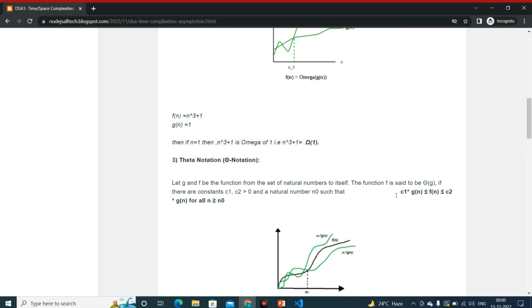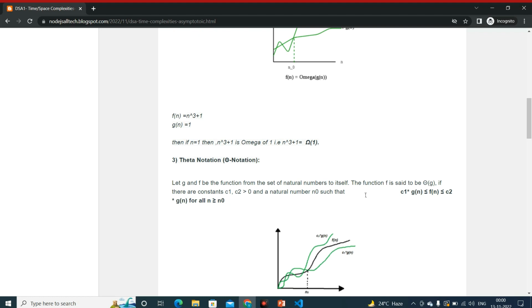Let g and f be functions from the set of natural numbers to itself. Then function f is said to be theta of g if c1 g of n is less than or equal to f of n, which is less than or equal to c2 g of n. Again, it is a definition, I know. So the definition is always complex and hard to understand.